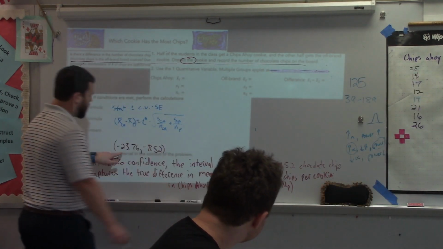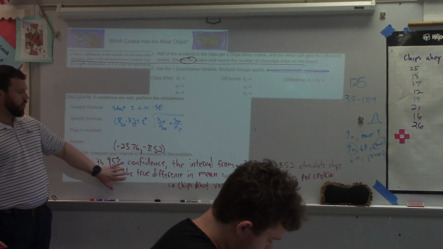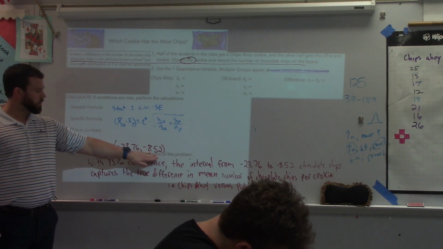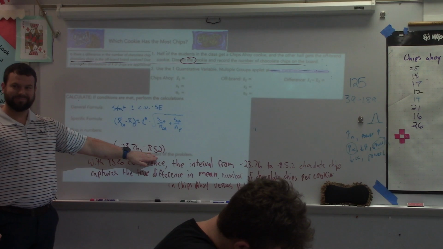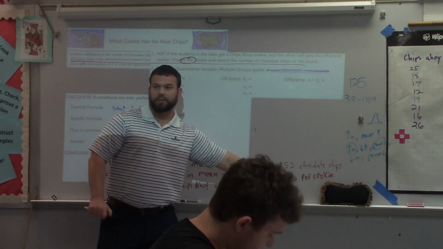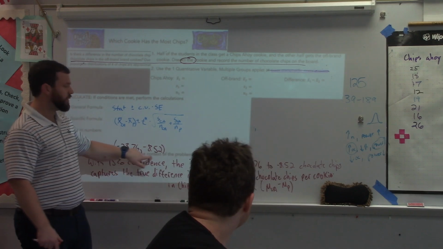What I will point out is, the reason why that's important is, what is this interval actually telling us? This is how we interpret it, but what does this mean? It means that mu 2 is greater. Yeah. Okay, so everything being negative means that the mean number of chocolate chips for Publix is greater. That's why this entire thing is negative.